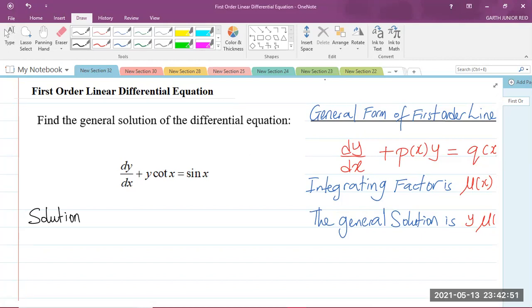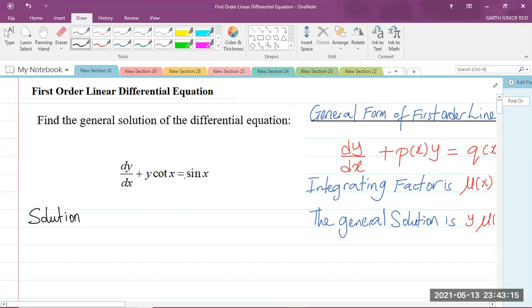Today, we'll be looking at a CAPE Pure Mathematics Unit 2 question in Module 3 of the syllabus, which is calculus and differential equations. The topic for today is the first order linear differential equation. And here we have our question, which says, find the general solution of the differential equation dy by dx plus y times cot x is equal to sine x.